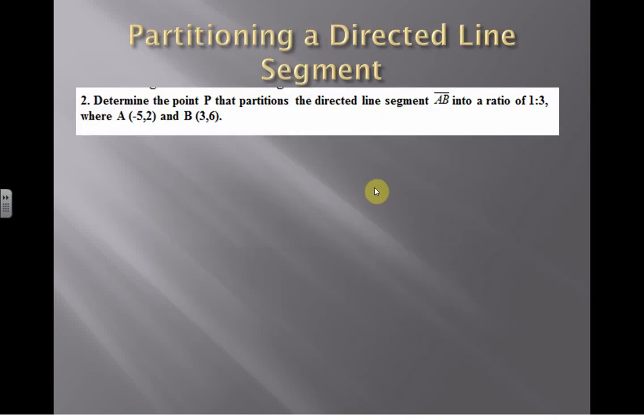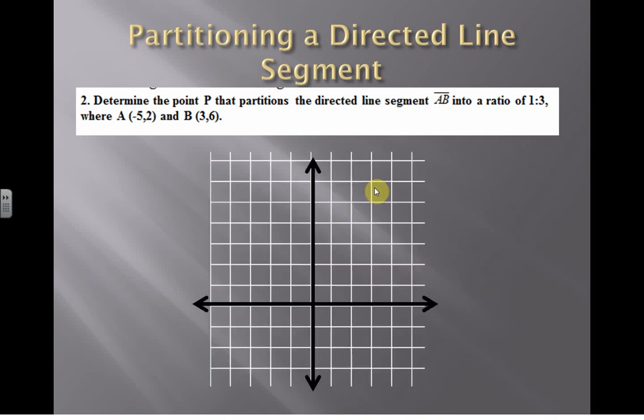Okay, now we're going to partition a directed line segment. So on a coordinate grid, you're going to have some segment, so AB. We're going to plot that to start with. So I'm going to plot A at negative 5, 2, and B at 3, 6, just as it says in the problem. I want to cut that in a ratio of 1 to 3.